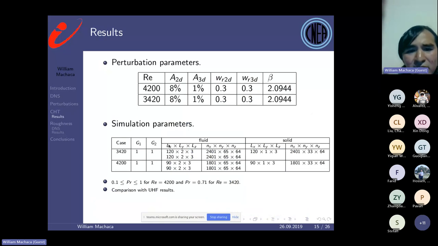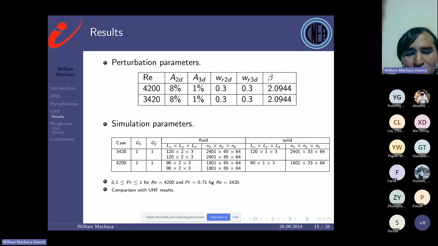We made different simulations for Reynolds numbers 4,200 and 3,420. We made these simulations using these fixed perturbation parameters and these fixed simulation parameters. For the higher Reynolds number, we made simulations for 5 Prandtl numbers. And for the lower Reynolds number, we made a simulation for a fixed Prandtl number.